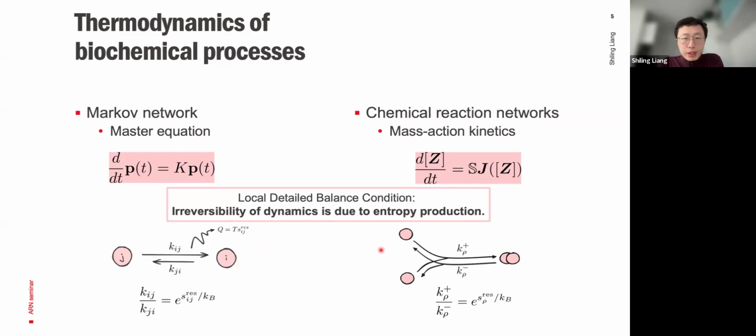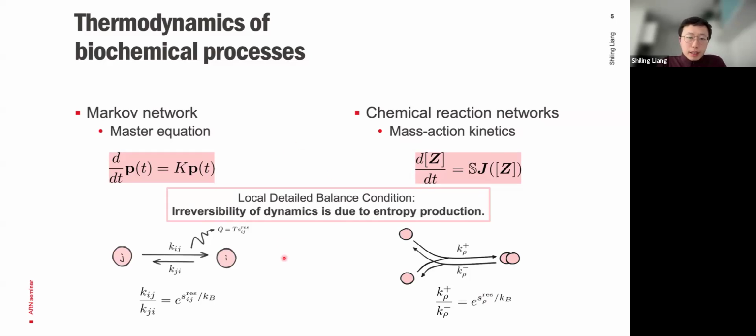We have the same expression for the chemical reaction system. Here we have two monomers binding to form a dimer, with a forward reaction rate and a backward reaction rate. The ratio of these two rates is also determined by the exponential of the entropy production divided by k_B, the Boltzmann constant. So we can define the thermodynamics at the level of the transitions.